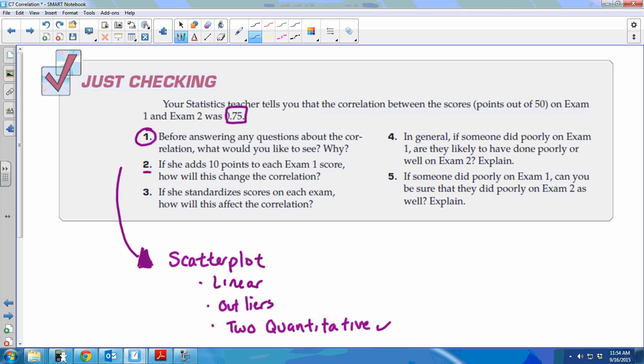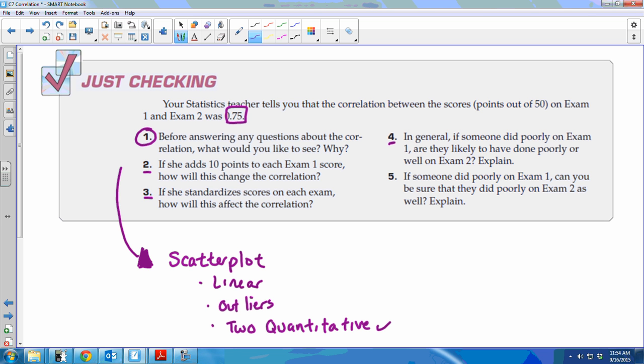Okay? If she standardizes scores on each exam, how will this affect the correlation? It won't. That's how you find correlation. You standardize all the scores, right? So it stays the same. Doesn't matter.